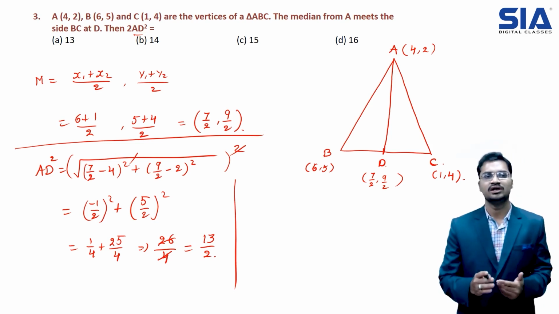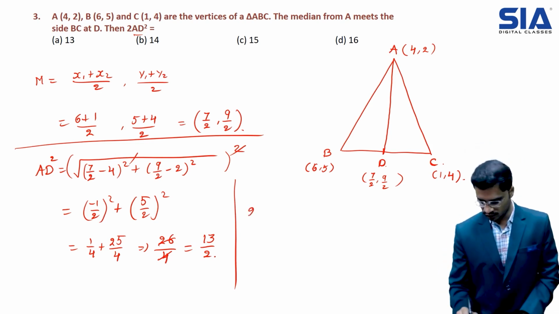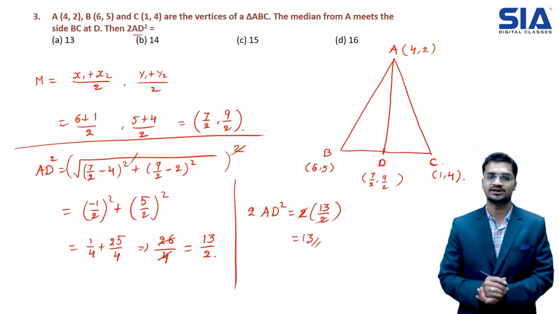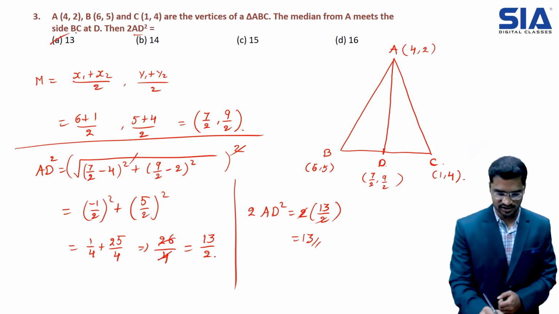But we want the double of AD square, so we want 2 AD square. So let us substitute the AD square value here, 13 by 2. So 2 and 2 get cancelled. So the value of 2 AD square is what? 13. So our answer is option A.